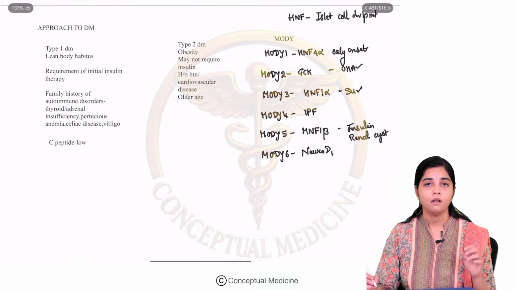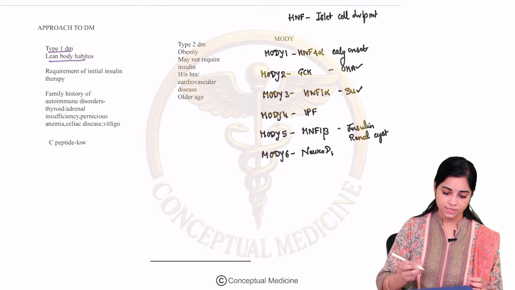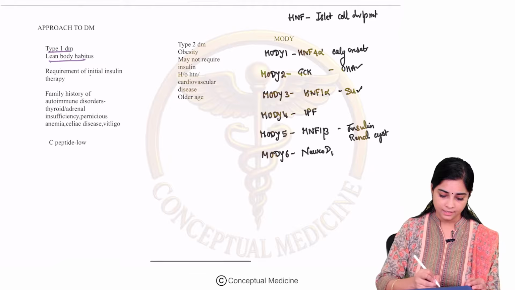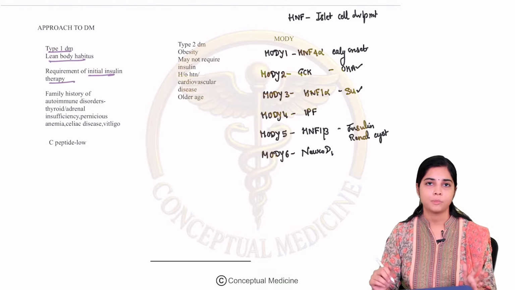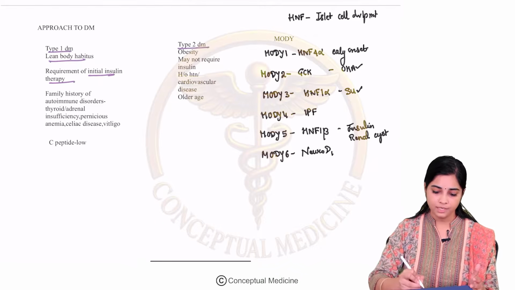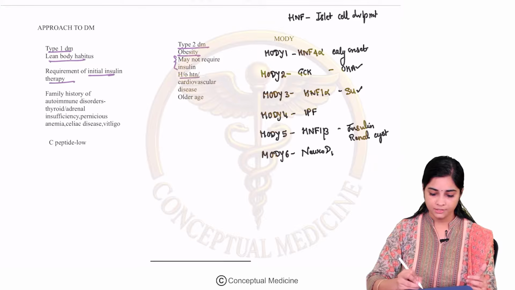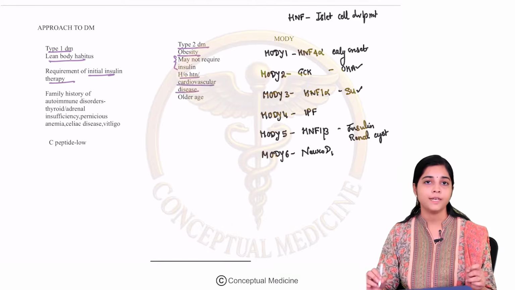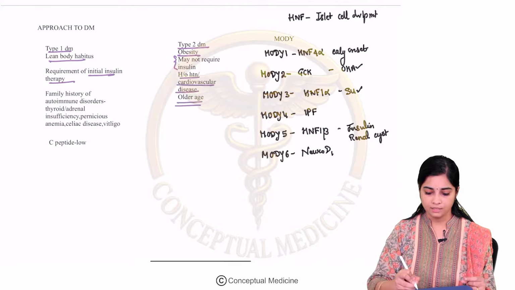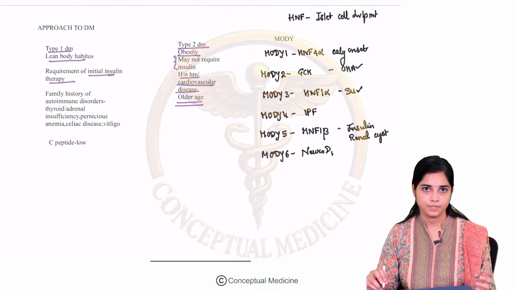Now let us understand how you approach your diabetes, predominantly your type 1, type 2 and your MODY. Type 1 diabetes is usually associated with a lean body habitus and initially they require insulin for management because they have an absolute insulin deficiency. In your type 2 diabetes, it is usually associated with obesity, metabolic syndrome and initially they do not require insulin. There can be a history of hypertension, cardiovascular diseases. Type 1 diabetes is seen in younger individuals, type 2 diabetes in an older age group, but nowadays the trend has changed. Type 2 diabetes can be seen in younger individuals as well.